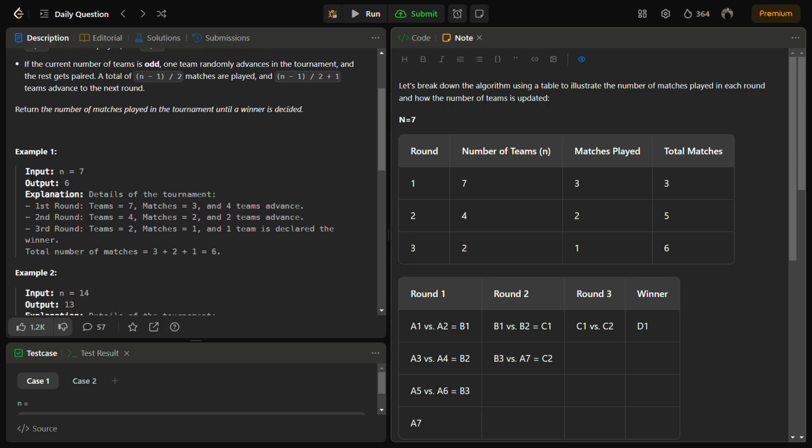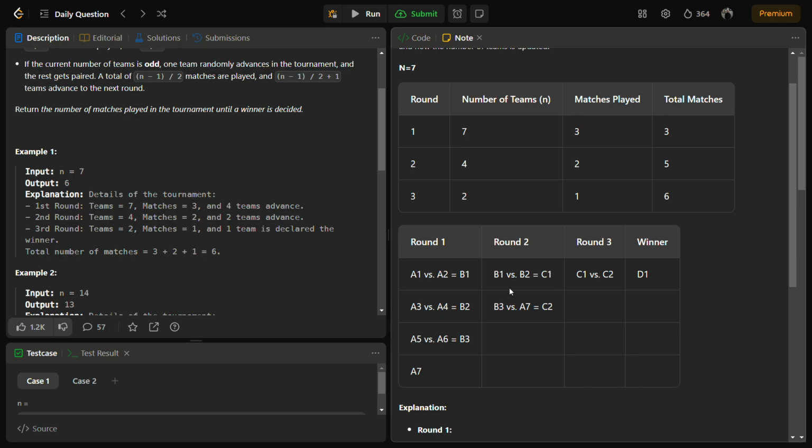For that, I have taken an example. The example was for input 7 teams, n equal to 7, and in the first round the matches were 3, in the second round the matches were 2, and in the last round there was one match. I am going to explain how this is being done. And how are these played?